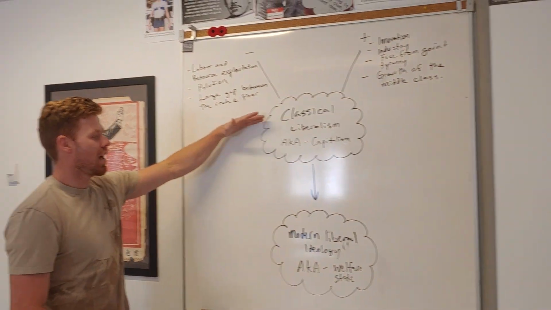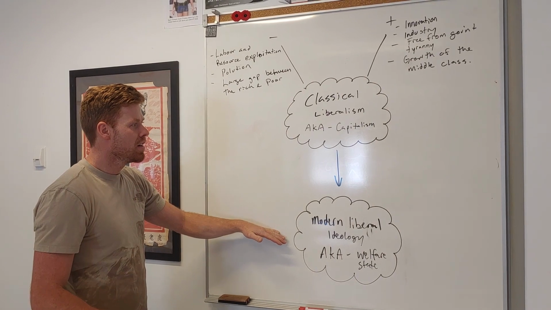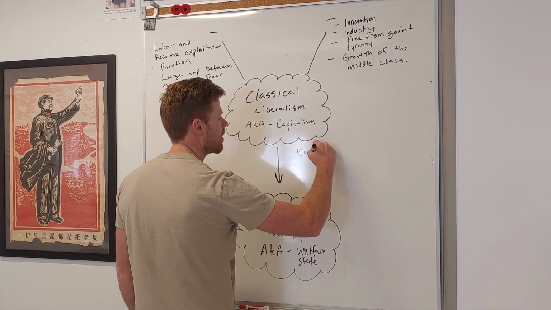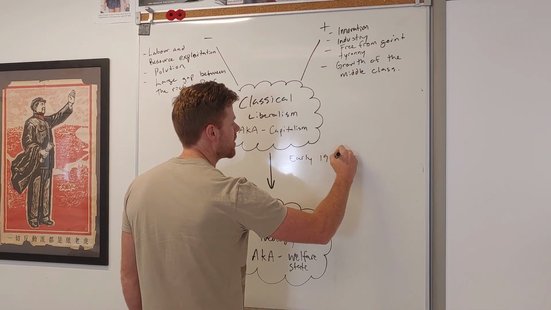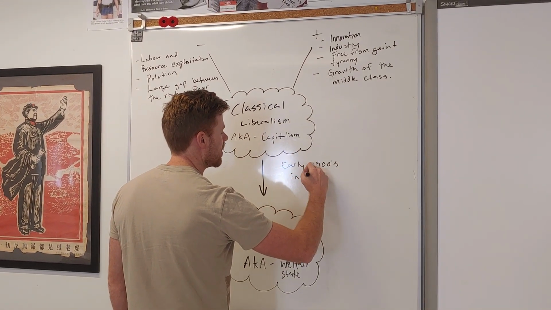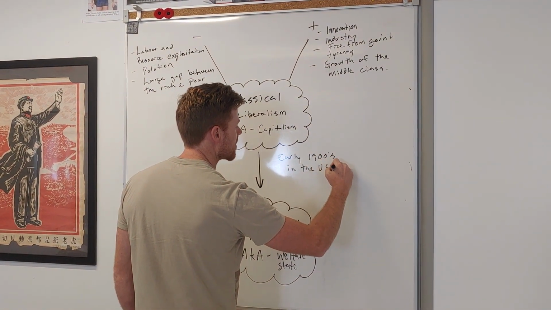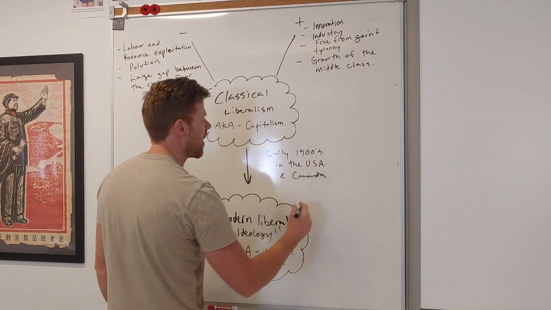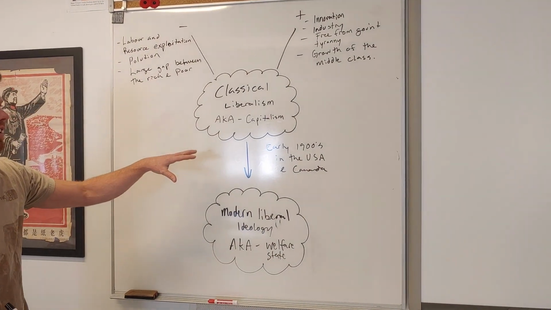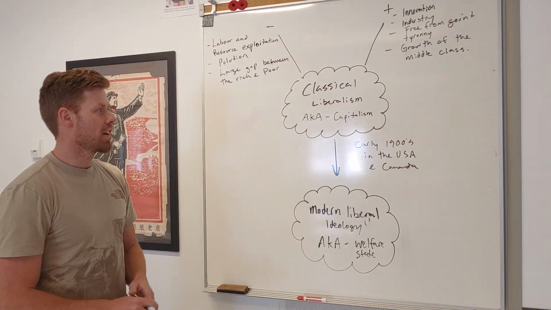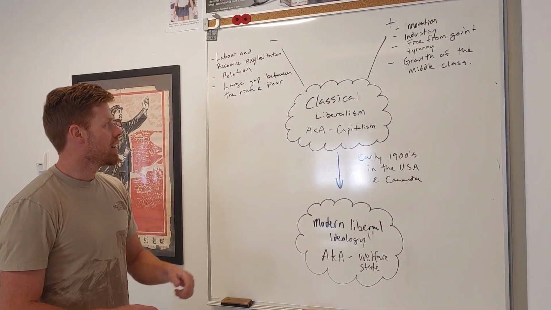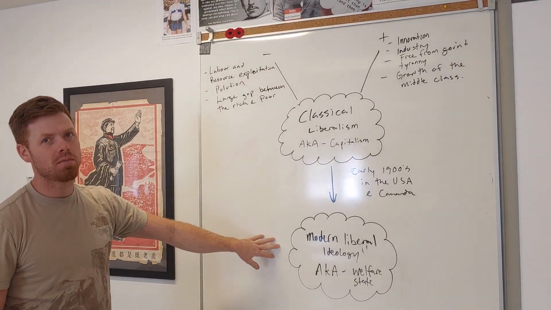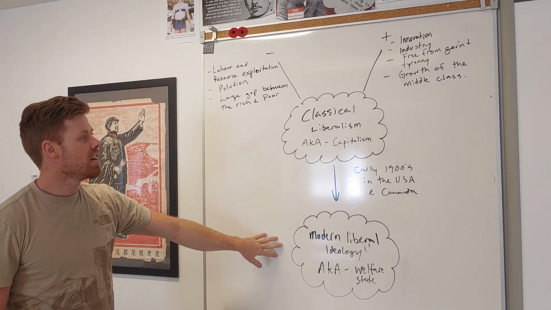this evolution from classical liberalism to modern liberalism took place in the early 1900s in the United States of America and Canada. And then the ideas that took place here spread to the rest of the world. So what is the difference between classical liberalism and modern liberalism? Well, that's our job, to help you understand the difference.